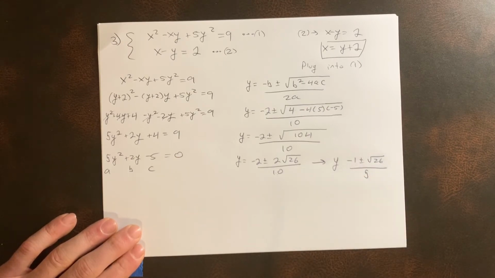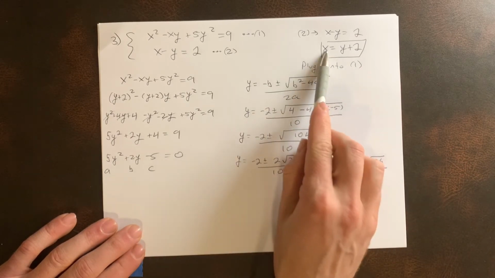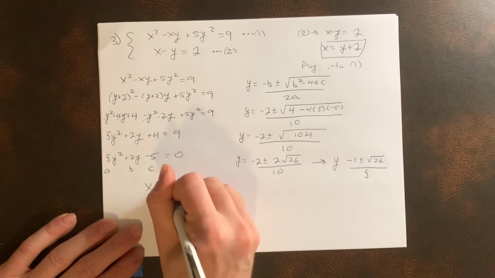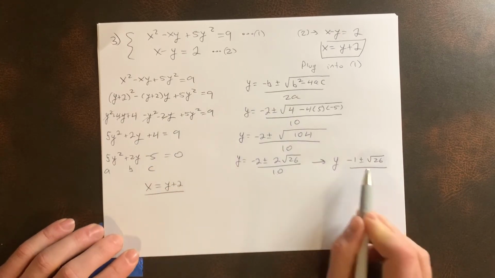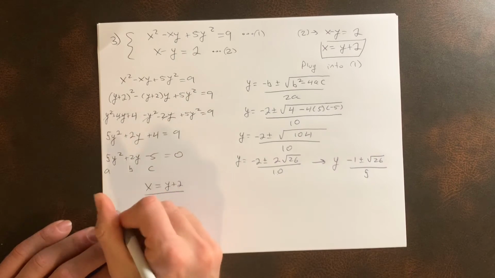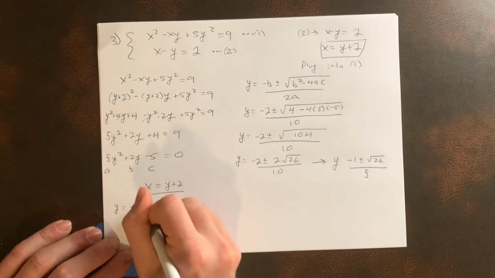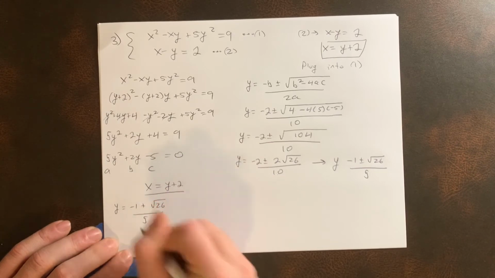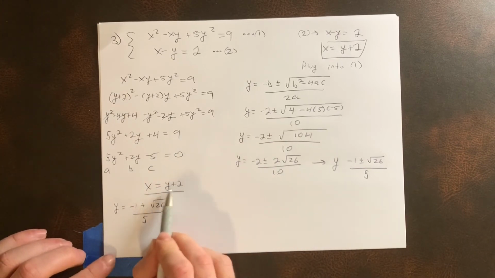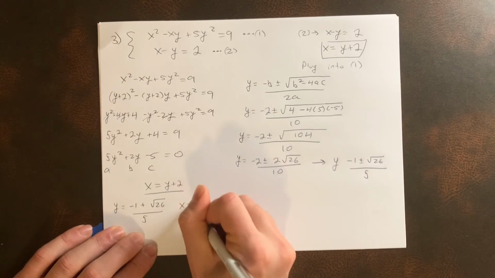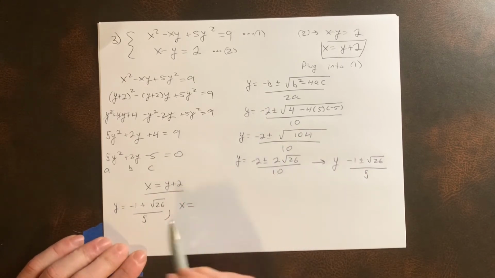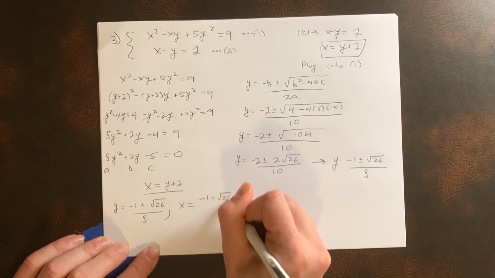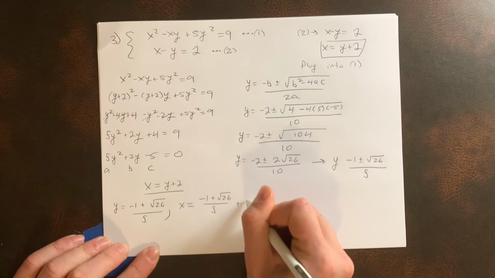And then we also know from this equation x is equal to y plus 2. So let's write that down. X is equal to y plus 2. And we have two possibilities for y. So let's deal with the first one. So when y is equal to minus 1 plus square root of 26 over 5. So when this has happened, x is equal to y plus 2. So y plus 2, this thing plus 2, negative 1 plus square root of 26 over 5 plus 2.